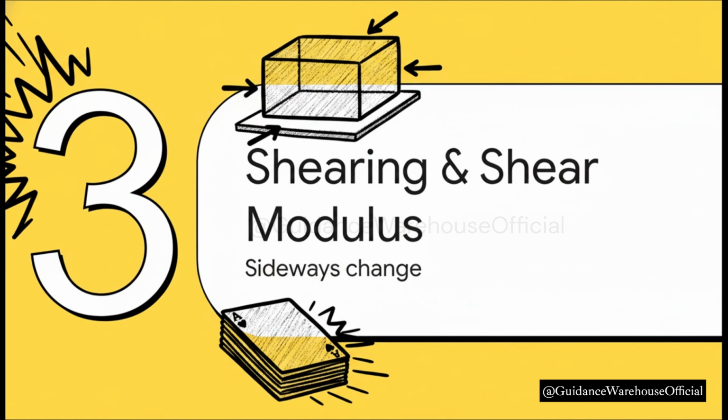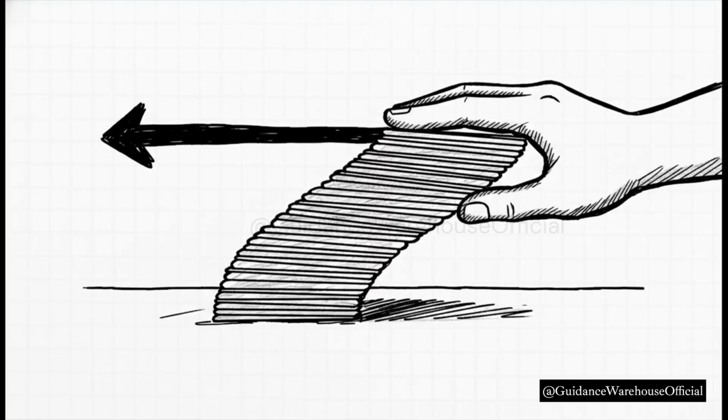Now this isn't about pulling something apart or squishing it. This is about applying a force sideways, parallel to a surface. The best way I've found to picture shear is with a deck of cards or maybe a thick book. Imagine it's flat on a table. If you push the top cover sideways while you hold the bottom one perfectly still, the whole thing kind of leans and distorts. That sliding action, that's shear.